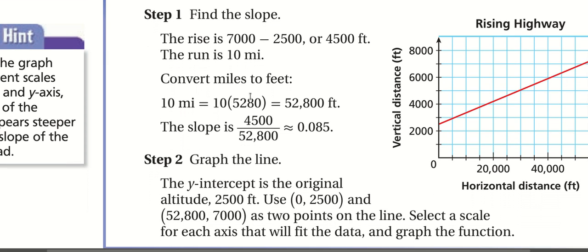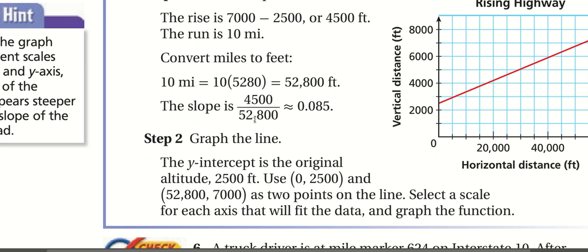So we have to do a conversion. We've got to convert miles to feet. 5,280 feet in 1 mile, so there's 52,800 feet. That means the slope is the ratio of 4,500 to 52,800, which is approximately 0.085. And so what that means is the slope rises 0.085 feet per foot. So you go up 0.085, you run over 1 foot. You go up 0.085, you run over 1 foot.